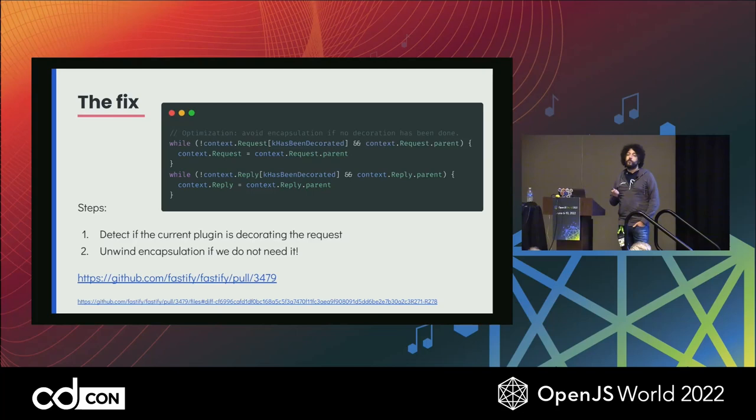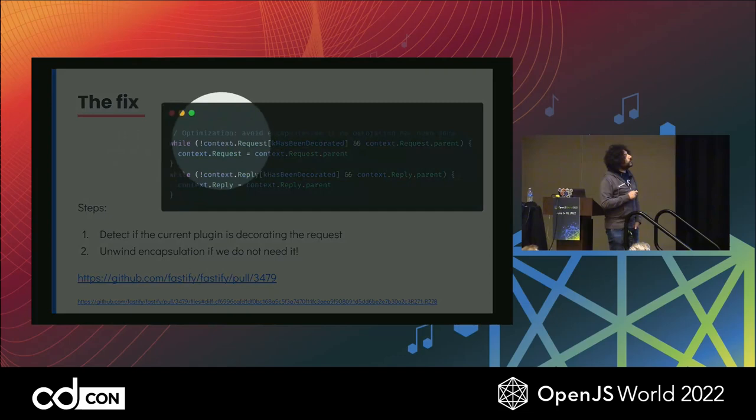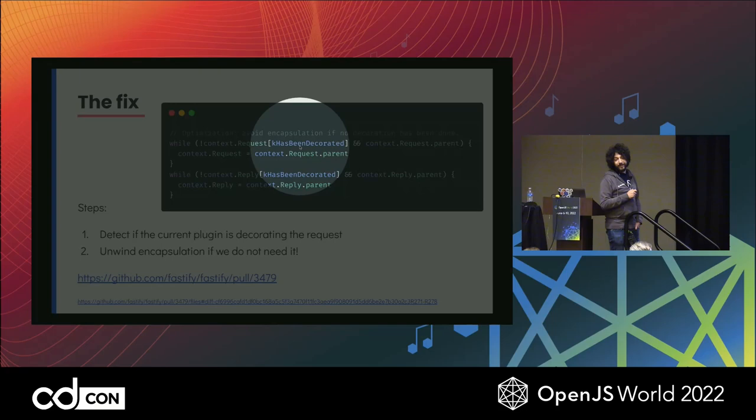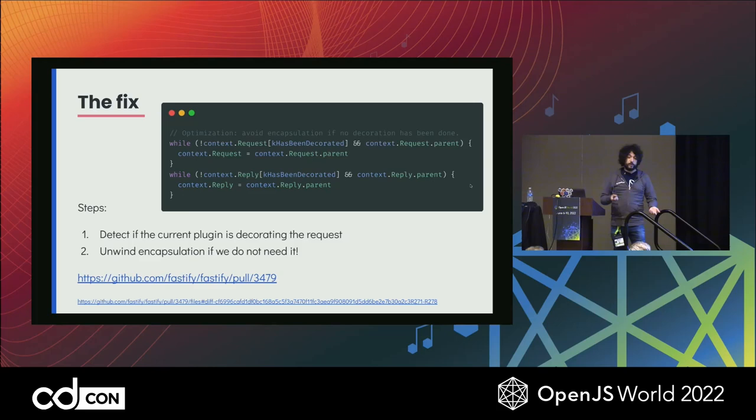Very, very simple. What we are doing is, if the request has not been decorated, I'm actually unwinding and using the prototype of the previous level. Essentially making sure that I'm only creating a new encapsulated context if there is a need, if the object was actually modified by the user, if the constructor was actually modified by the user. That was it. And those little bit of lines, very funnily, were able to give me 10% more throughput.